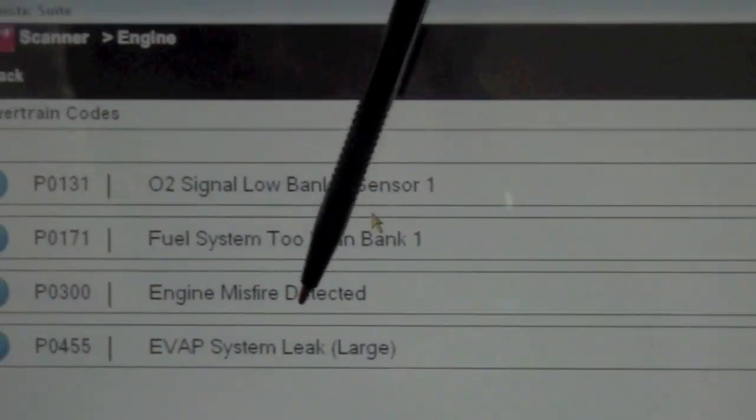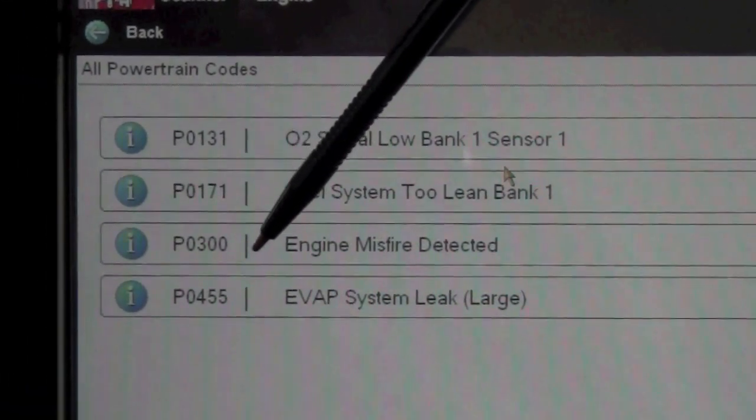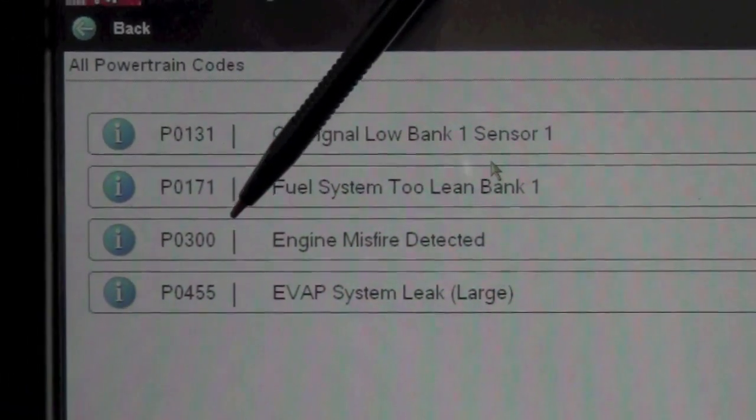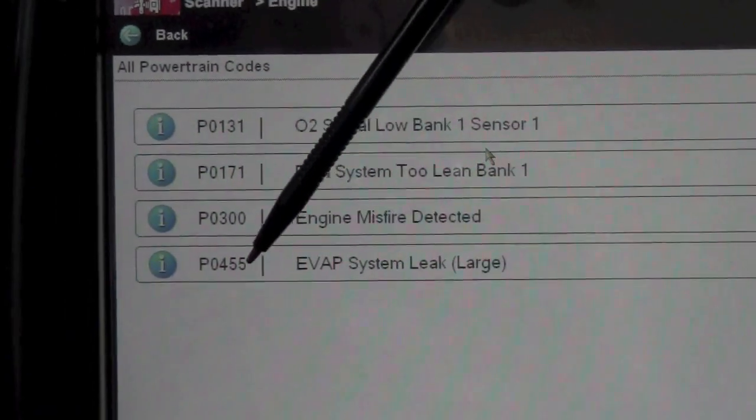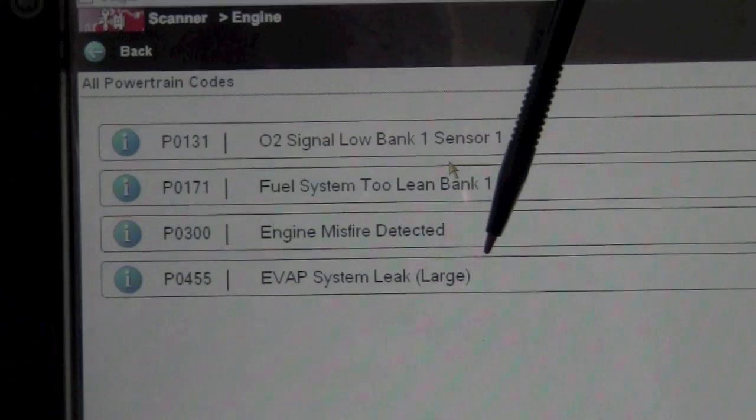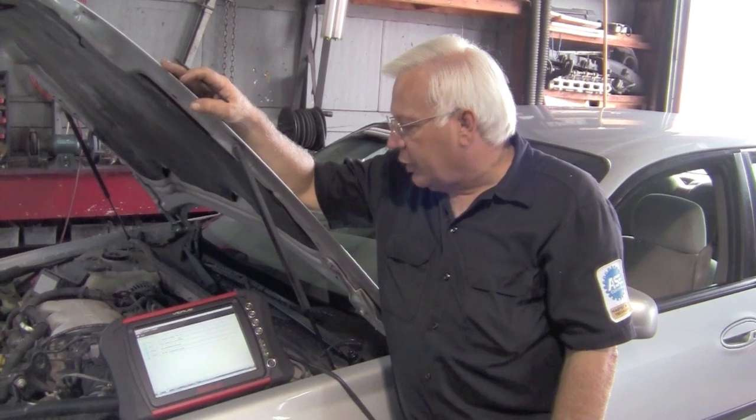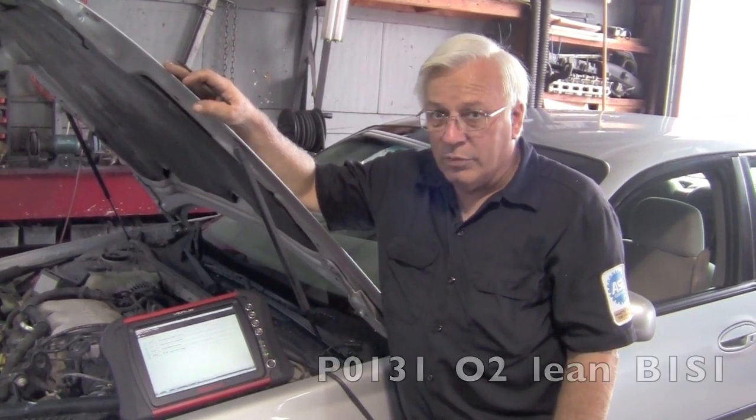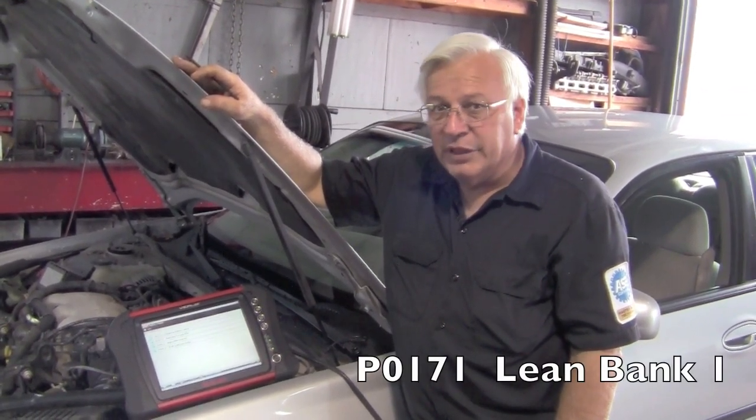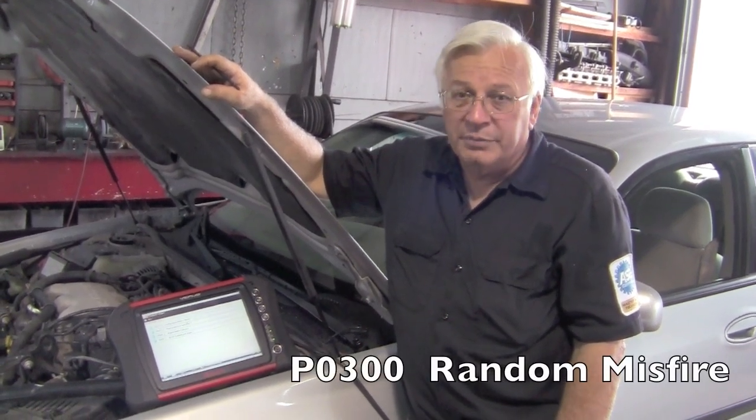P0300, misfire detected. Now 300 means random. It's not identifying one particular cylinder, it's just overall random. And P0455, the evap system has a large leak. So we've gathered some data. We know we've got an oxygen sensor that is reading low. We know that one bank of the engine is lean. And we've got a misfire, a random misfire.